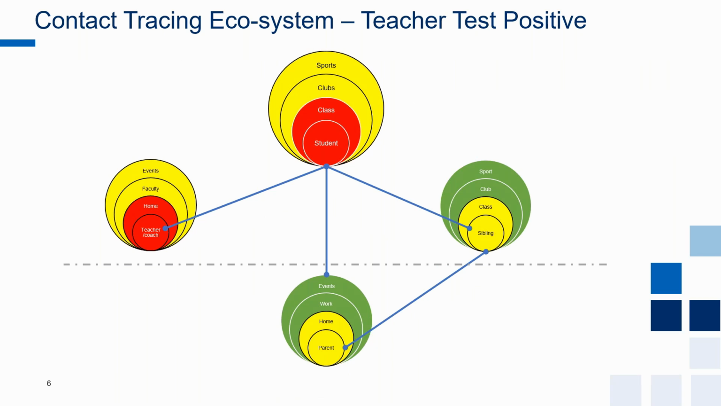Next one is teacher tests positive. Wow, teacher tests positive: students, classes that the teacher taught, clubs in which those kids are in, sports in which those kids are in, communication out to the parents of those students, siblings of those students. Again, a thoughtful tracing process in which you can easily communicate and, less easily, but nevertheless implement with regards to your district.